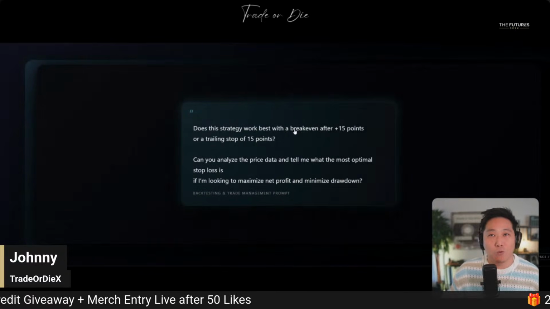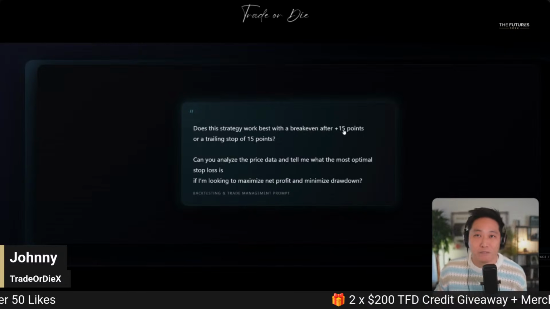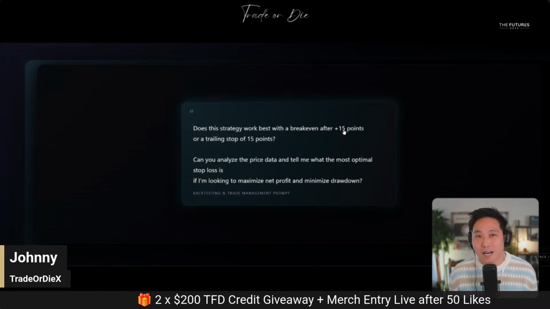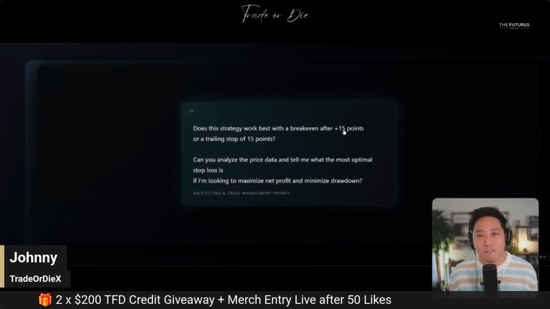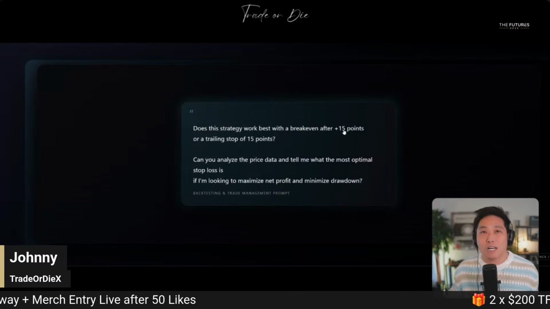Does this strategy work best with break even after plus 15 points or a trailing stop of 15 points? Can you analyze the price data and tell me what the most optimal stop loss is if I'm looking to maximize net profit and minimize drawdown? So these are some examples of questions that you might have about your strategy.